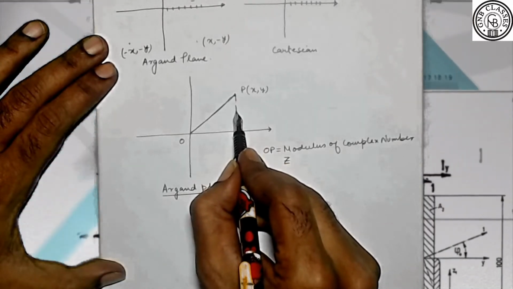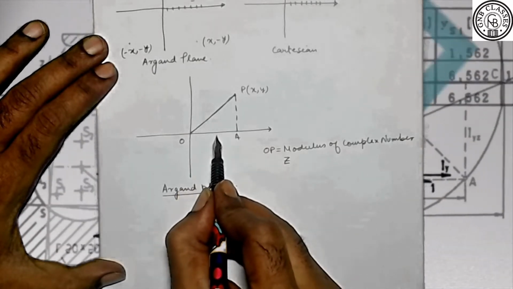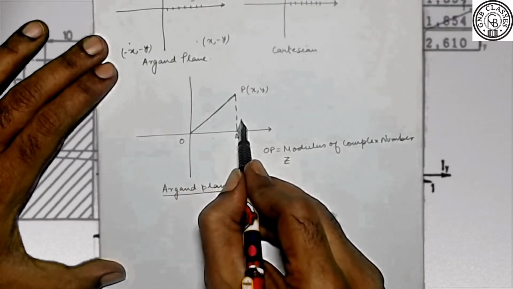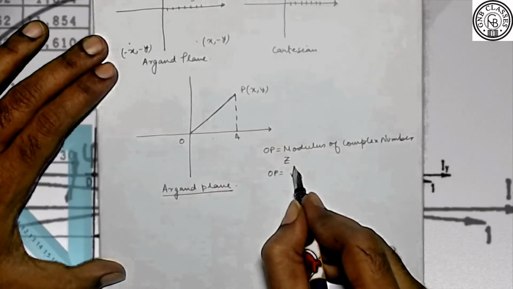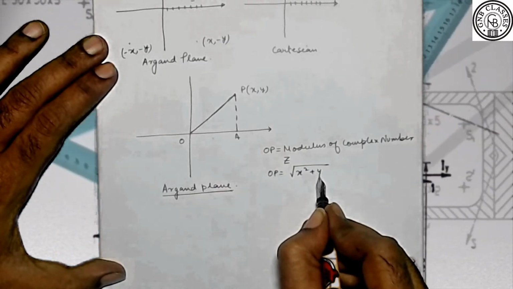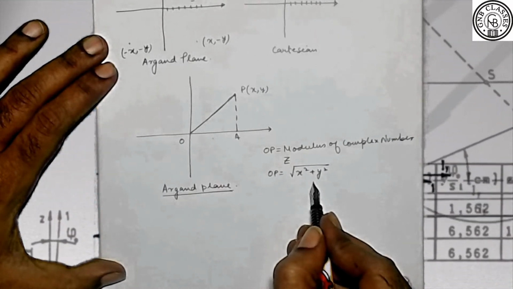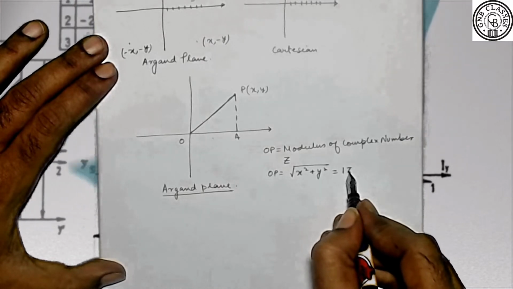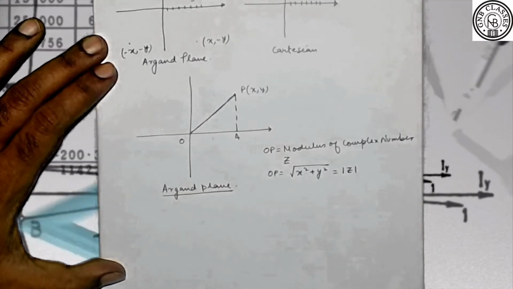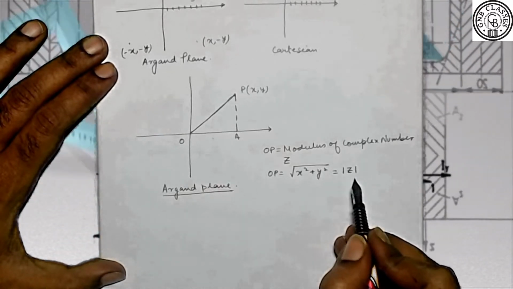Now, if I draw a perpendicular, then OA, this distance will be x and this distance will be y. So, from the Pythagoras theorem, OP is nothing but under root x square plus y square. And this is what is termed as the modulus of the complex number Z and is denoted by mod Z. Is it clear? So, what is the modulus of any complex number?